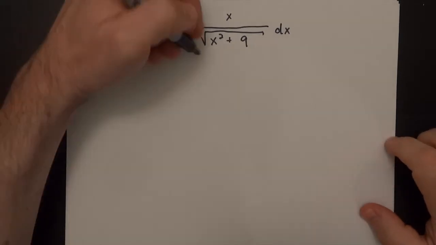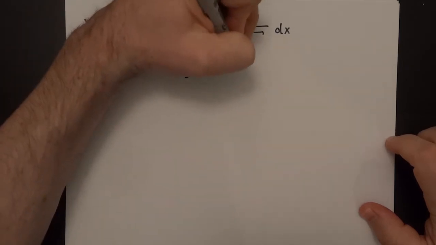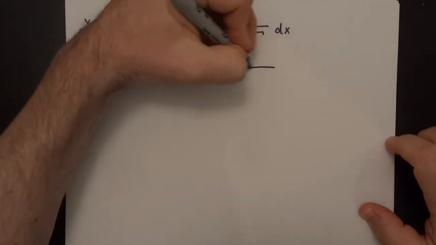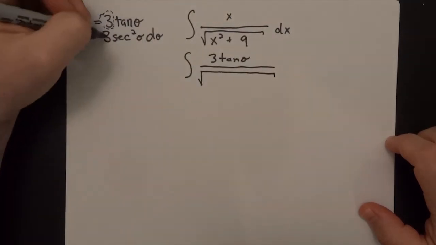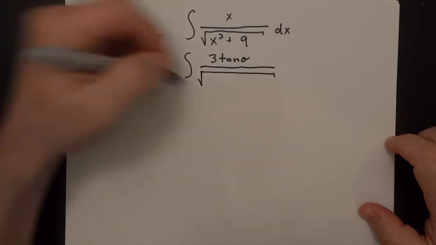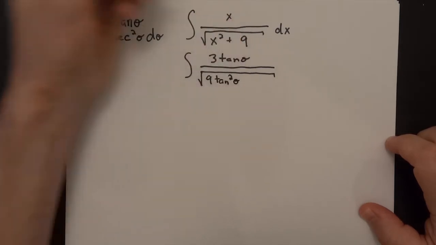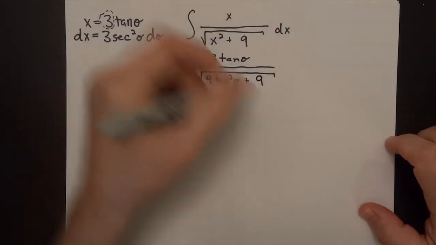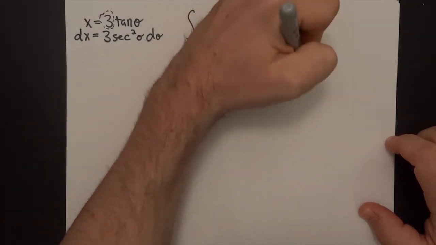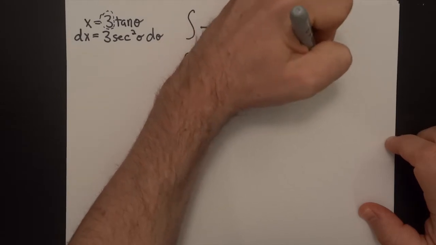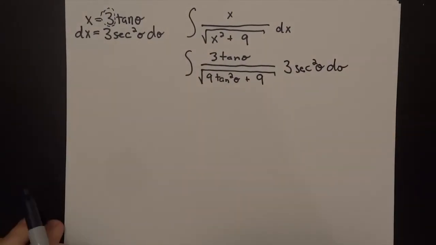So we'll start by plugging in, right? For x up top, we have 3 tan of theta, is what we set that equal to. Below that, we have x squared, so 3 squared is going to be 9. Tangent squared is tan squared of theta, plus 9 is what we had. And then we have to replace the dx with our new dx, which is just 3 secant squared theta d theta. Right, so that's where we are right now.